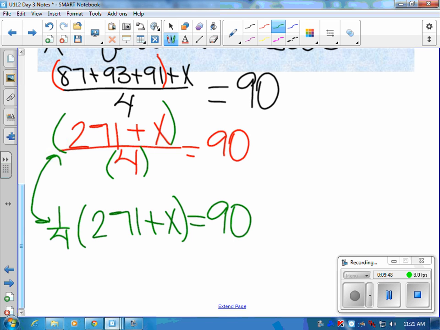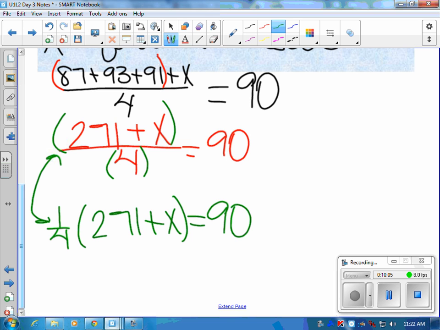When I multiply fractions, I multiply the numerator, and then I multiply the denominator, which would give me 1 times everything in parentheses over 4 times 1. They mean the exact same thing. So what is going to be my next step in solving this equation?